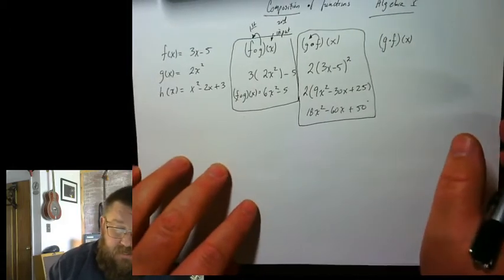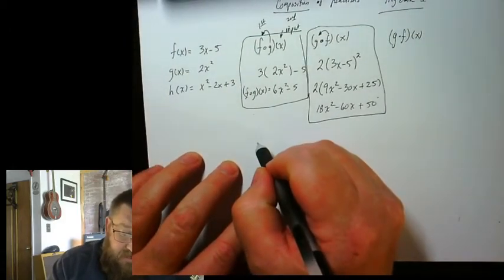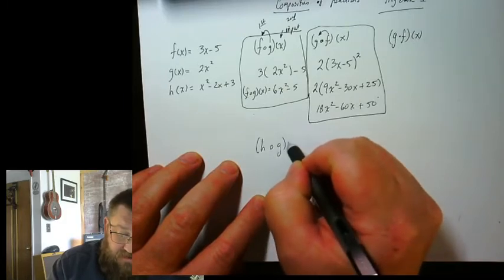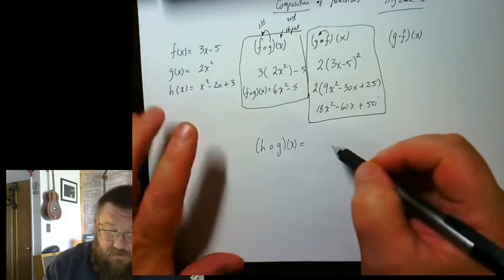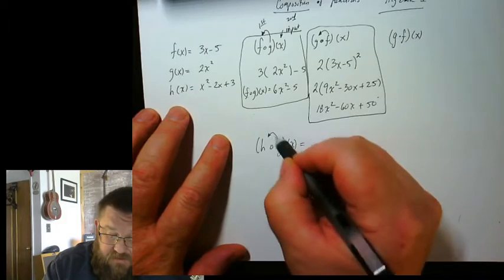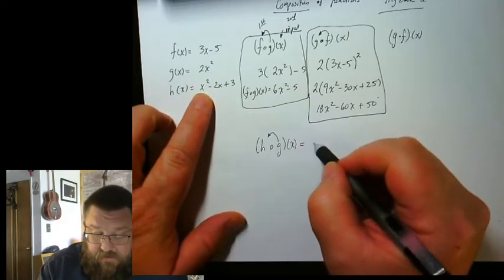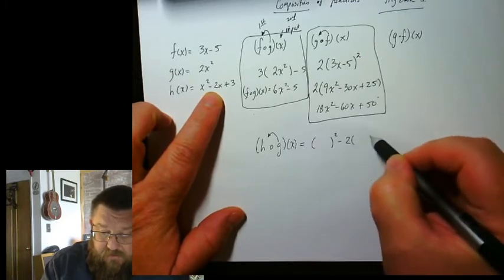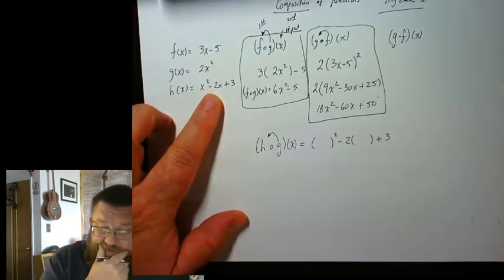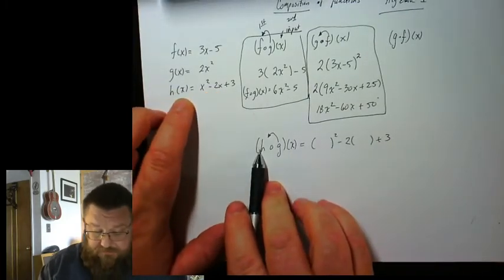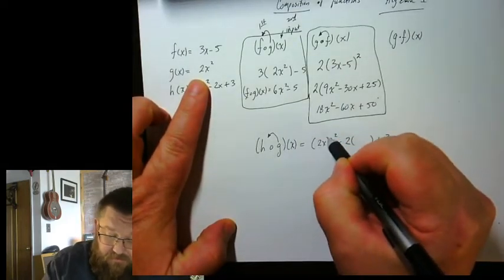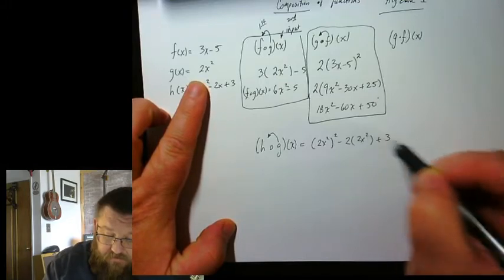So now let's say we had this right here. What if we had h of g, h of g of x? So that means that you take the function g and you plug it in right here. So you see we've got x squared minus 2x plus 3. Do you see? So I'm taking my function h. Into h I am plugging this in. So that would be 2x squared, and you do the math.